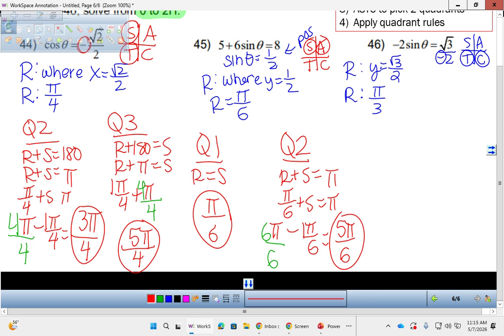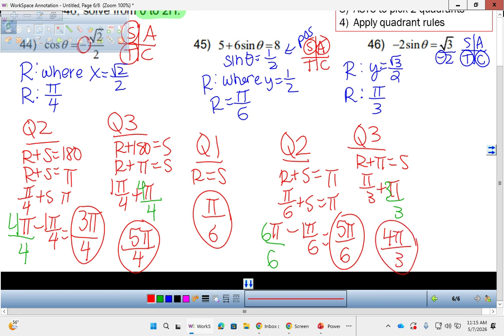So I'll go through quadrant 3 pretty quickly. Quadrant 3, it's r plus 180, which is pi, is s. So I'm doing pi over 3 plus pi. And I'm going to create a common denominator. So I'll give this a 3 and this a 3. So ultimately it becomes 1 plus 3. So 4 pi over 3. That one's pretty, we've done a few like that.